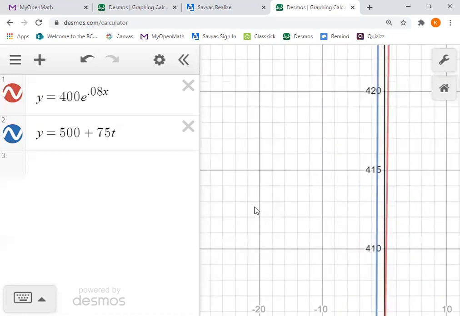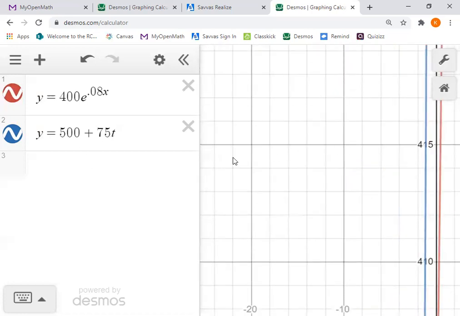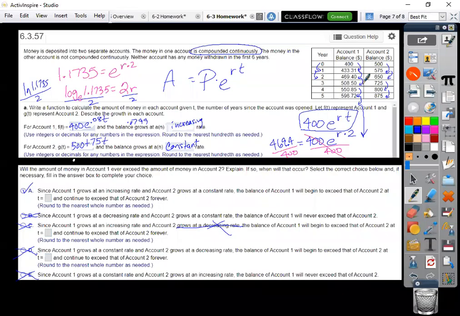I was expecting my t to, seems like, did I type something in wrong? 400 e to the rt, 500 plus 75. And again, if I go back to that problem, because this was growing more every time, starting at 400, it's growing more and more and more. Eventually, it should catch up to this one. So I'm going to pause this and take another look there to see what we've got going on.